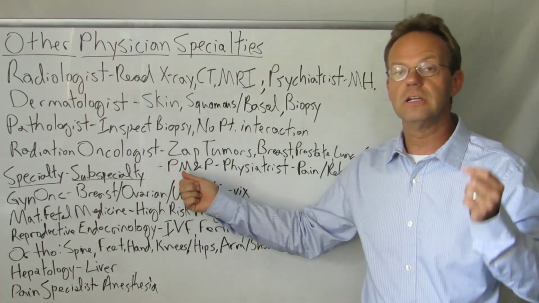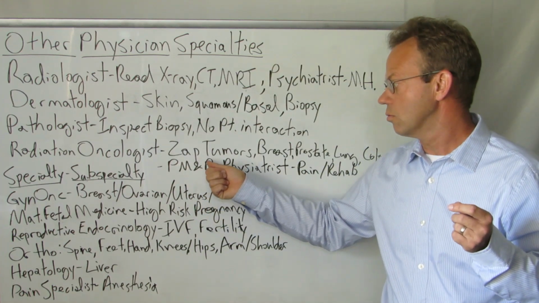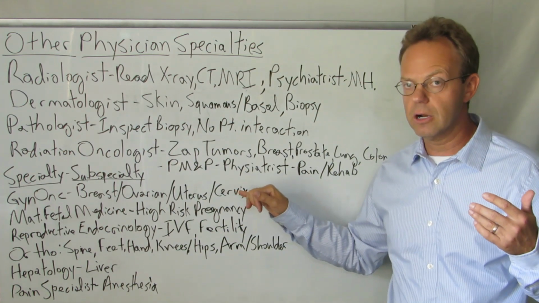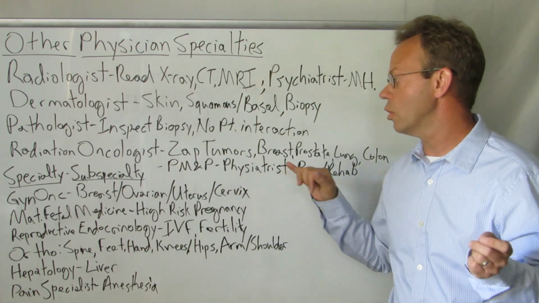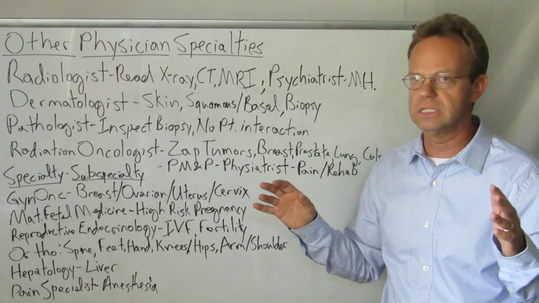Now, then there is what's called PM&R, which is physical medicine and rehab. That should be an R, PM and R. Now, another name for a PM and R doctor is a physiatrist. Now, don't get a physiatrist confused with a psychiatrist. They sound very similar, but they're totally different.